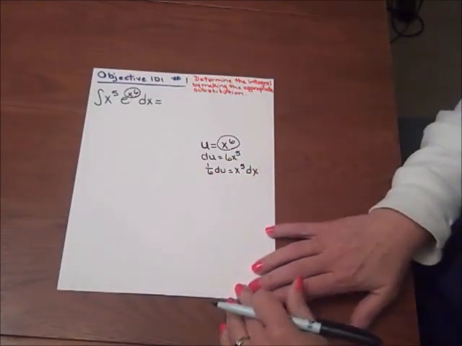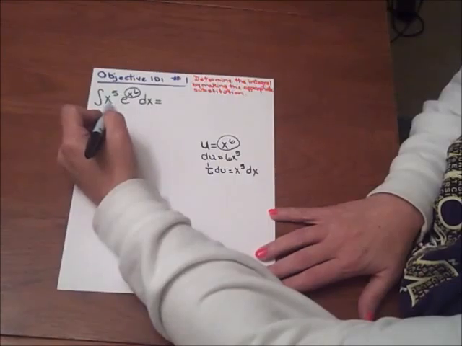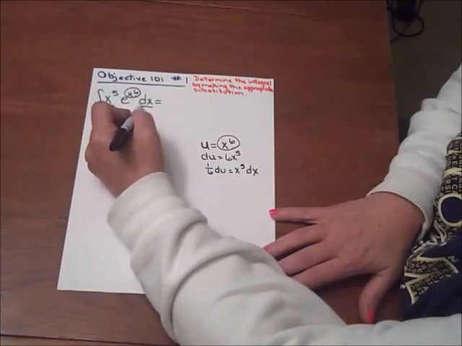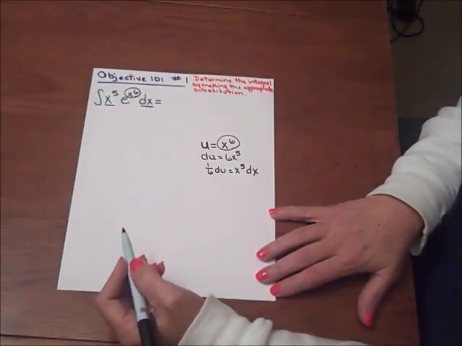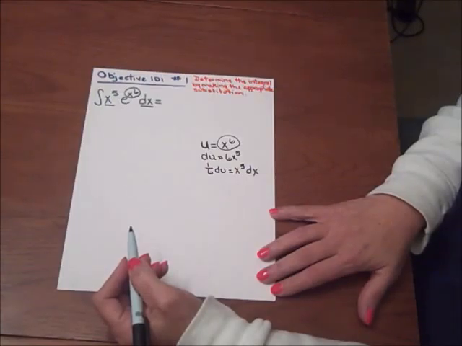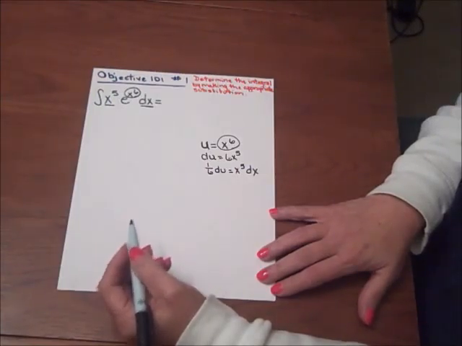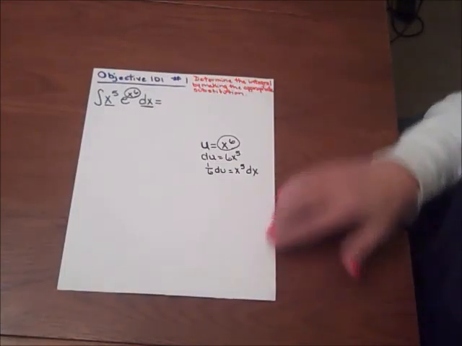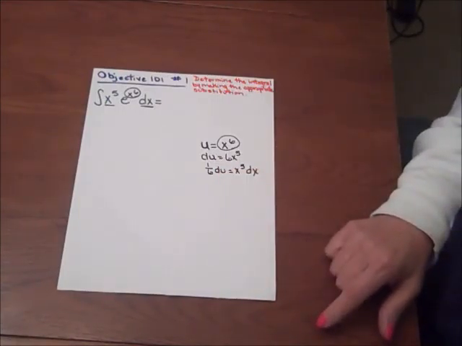And if you look over here at our original function, the integral problem, we find x to the 5th and we find dx. So when we start working this problem out, we will be substituting those two for this 1/6 du.